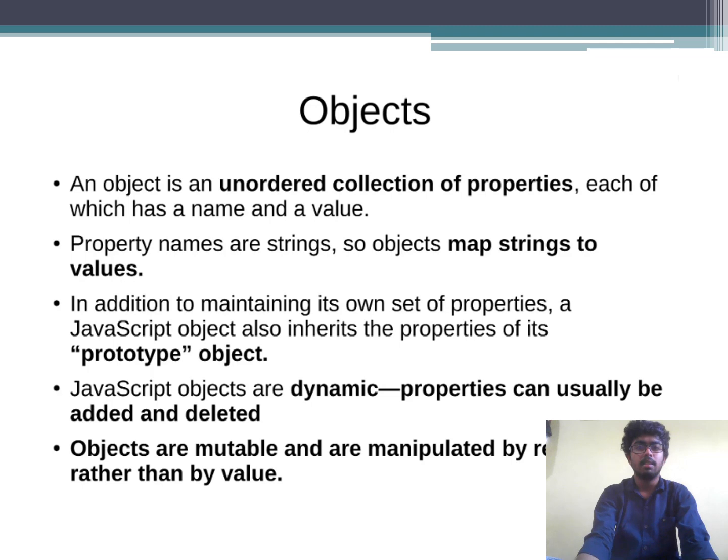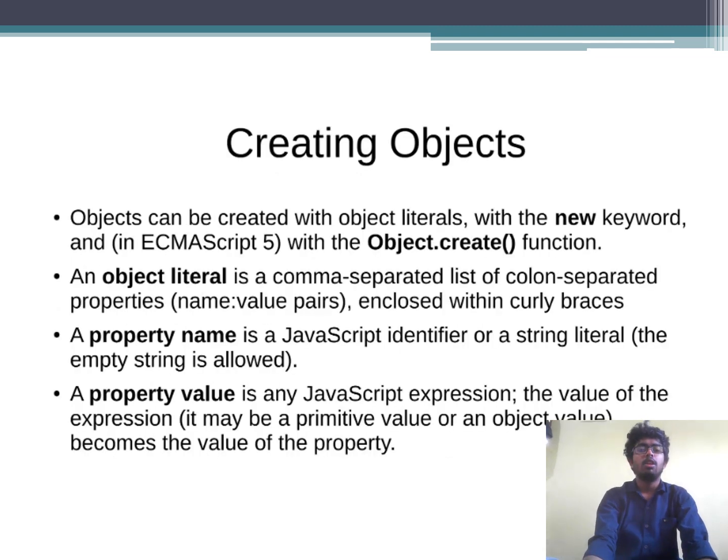JavaScript objects are dynamic. Properties can usually be added and deleted. Objects are mutable and are manipulated by reference rather than value. Objects can be created with object literals, with the new keyword, and with the Object.create function.